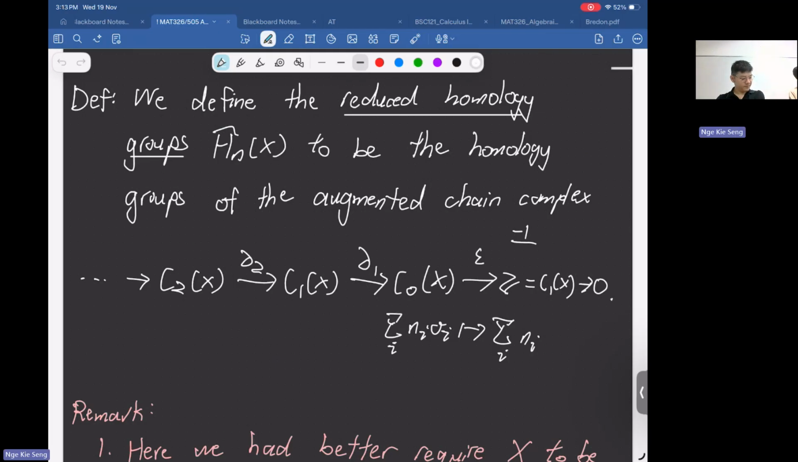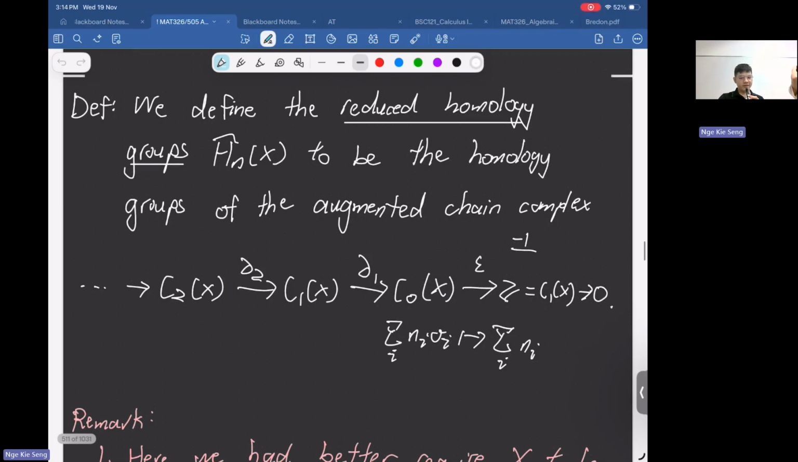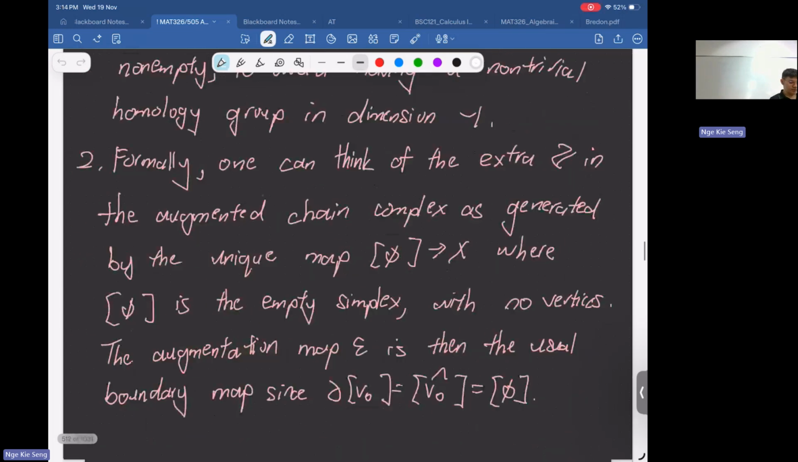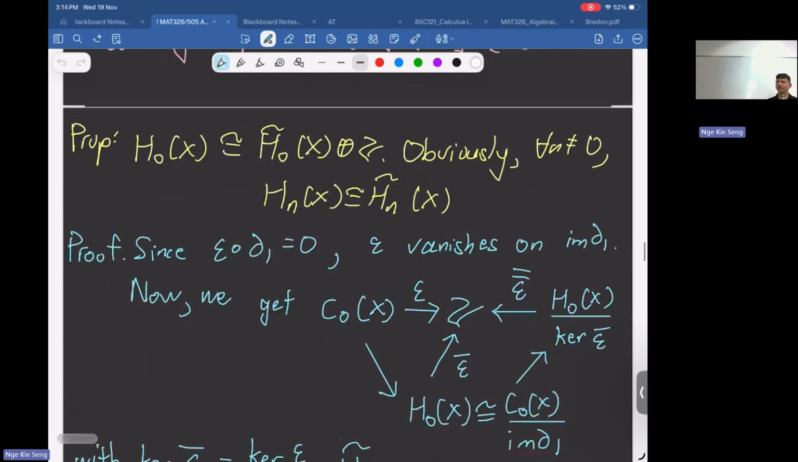Okay, or not? Shall we start? Okay, so something to note from the proposition just now. This H0 and H0 tilde, right? They are considering different chain complexes, and the difference is just happening at the -1 part. So for H0, the -1 part is 0, and for H0 tilde, the -1 part of your chain complex is Z.